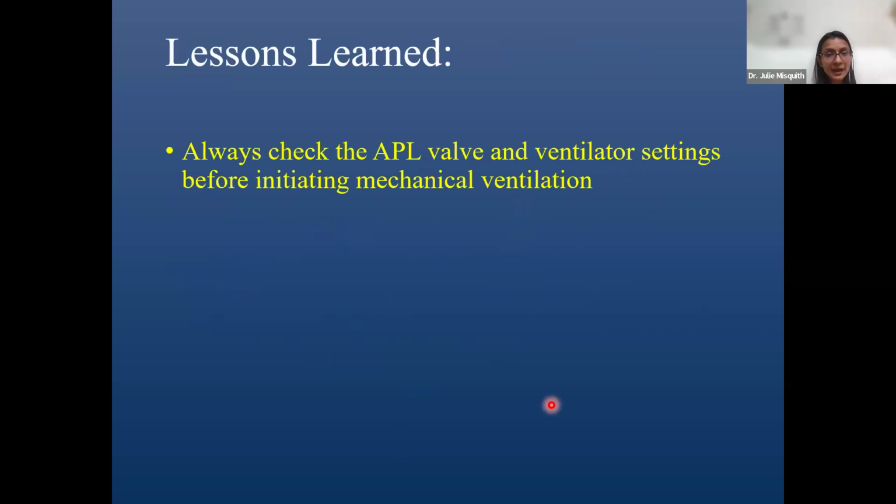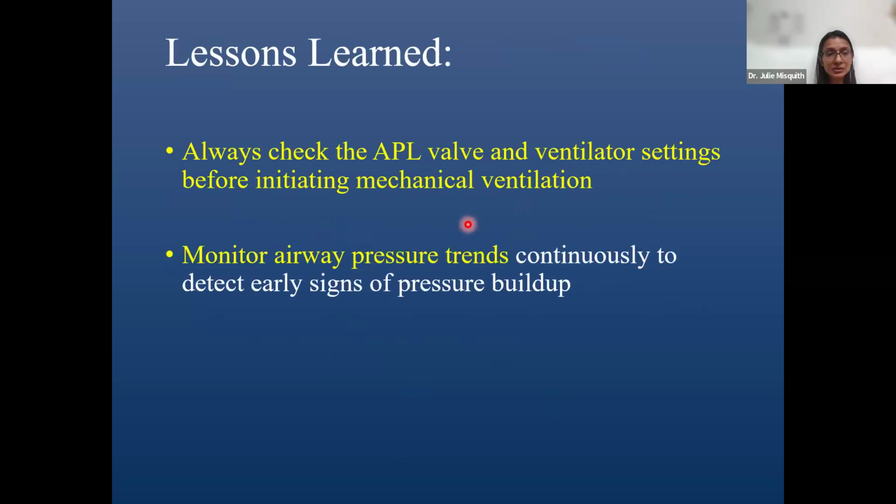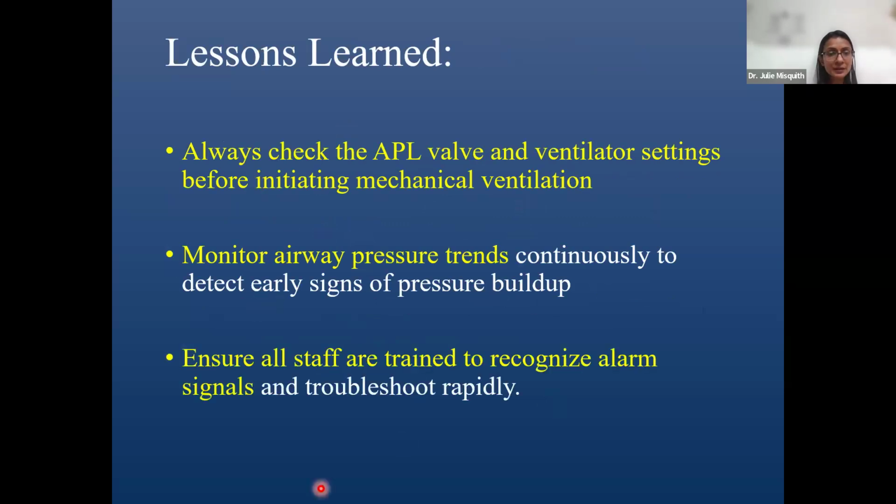Always check the APL valve and ventilator settings before initiating mechanical ventilation. Monitor airway pressure trends continuously to detect early signs of pressure buildup. Ensure all staff are trained to recognize alarm signals and troubleshoot rapidly.